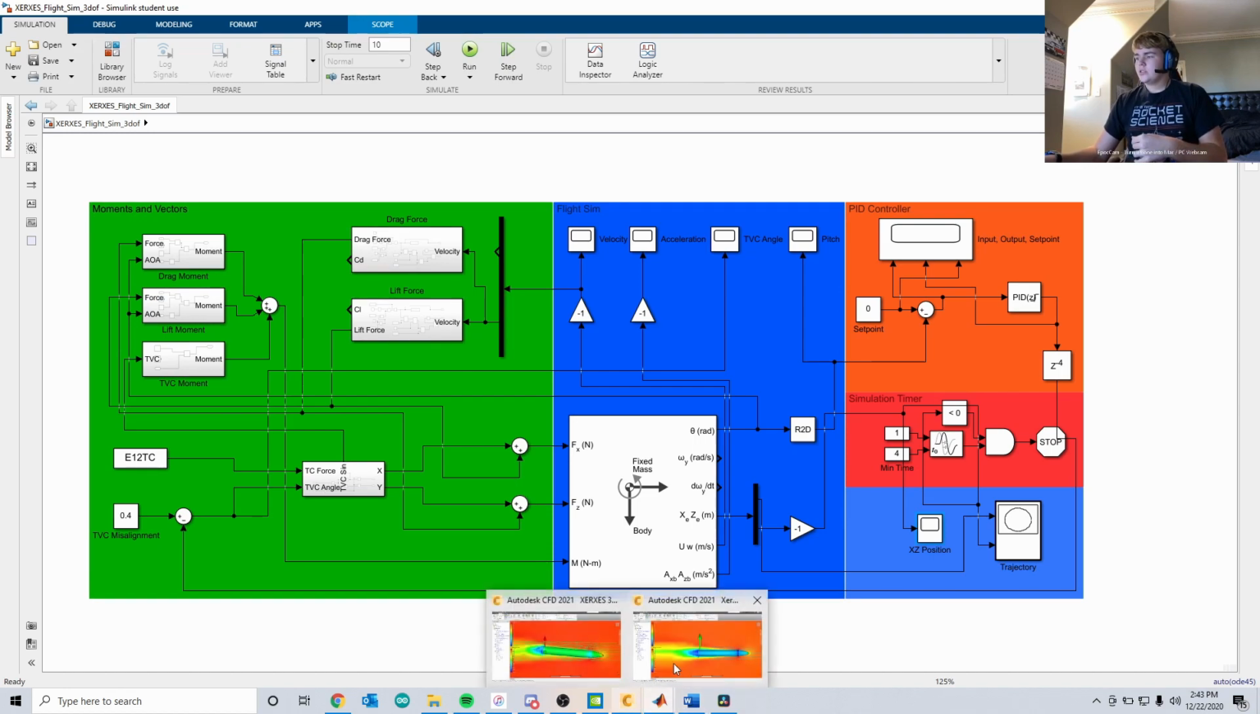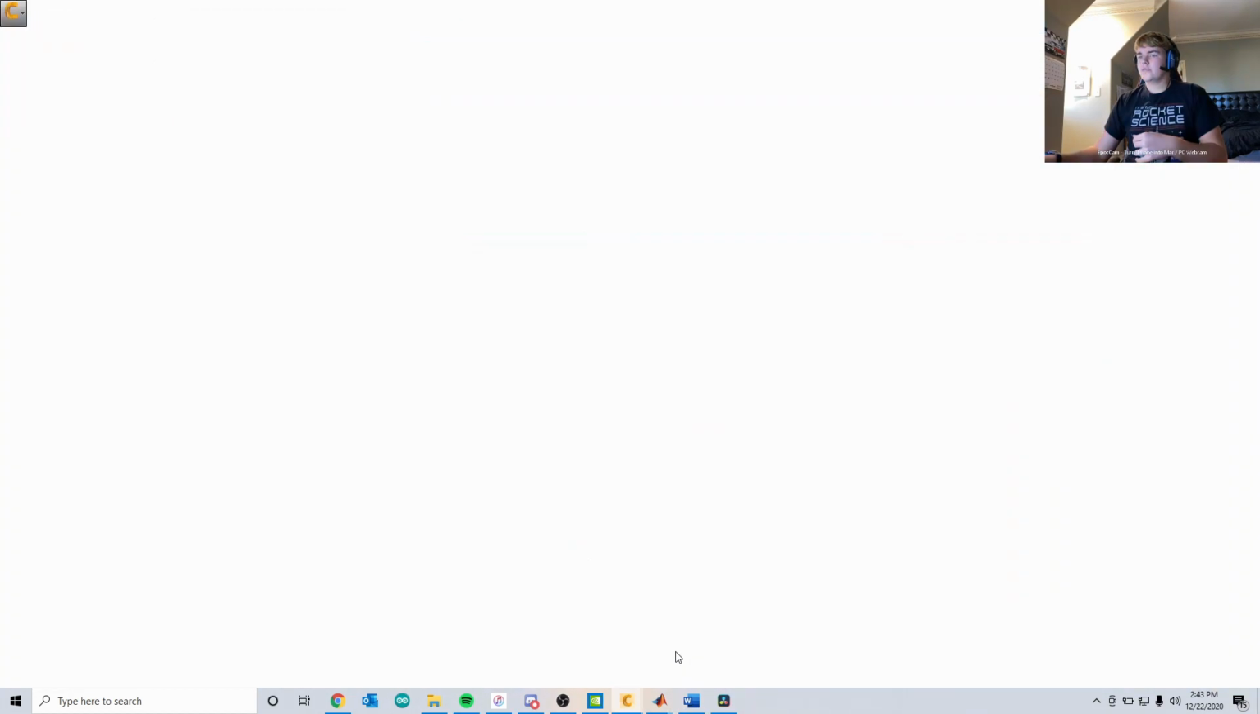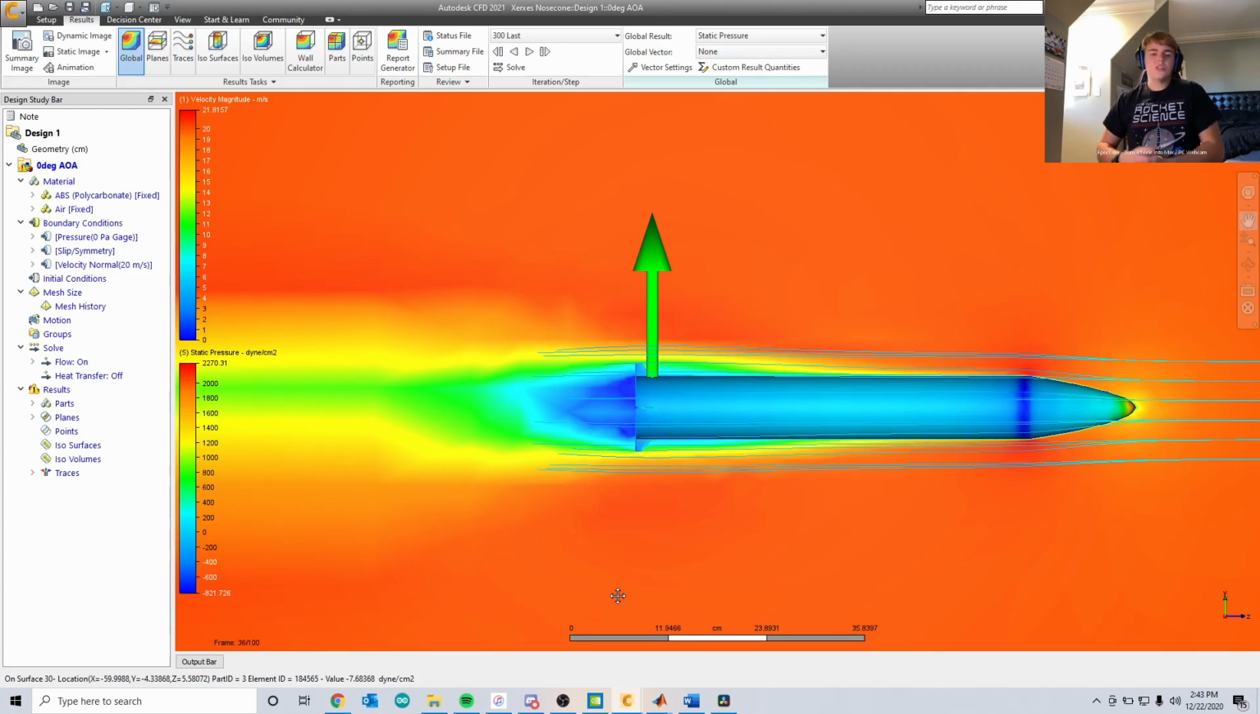And we use this software in order to find those. This is Autodesk CFD, and as you can see, it's essentially a digital wind tunnel. These traces are simulating air flowing over the rocket at 20 meters per second. Also, these colors depict areas of higher pressure or lower pressure.